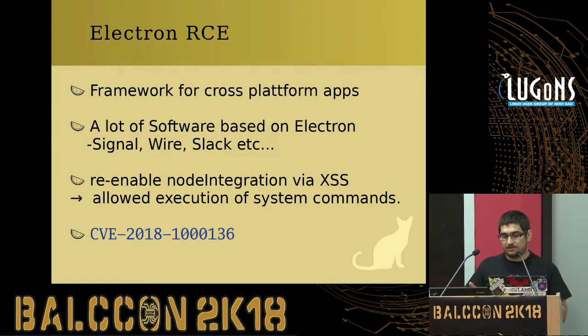And via the node integration variable, via XSS. XSS is cross-site scripting. It's also an attack method. You could re-enable some variable, and then you were allowed to execute system commands on the system via the Electron app. So you just need to find one bug in this Electron framework, and you can attack multiple apps with it. So that's one vulnerability of this whole system.